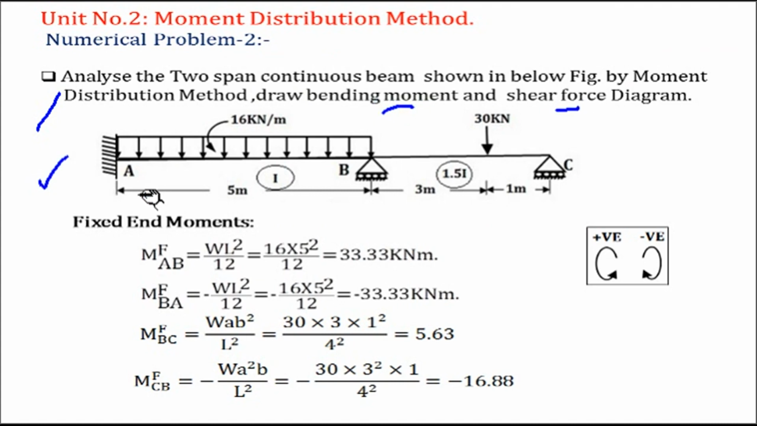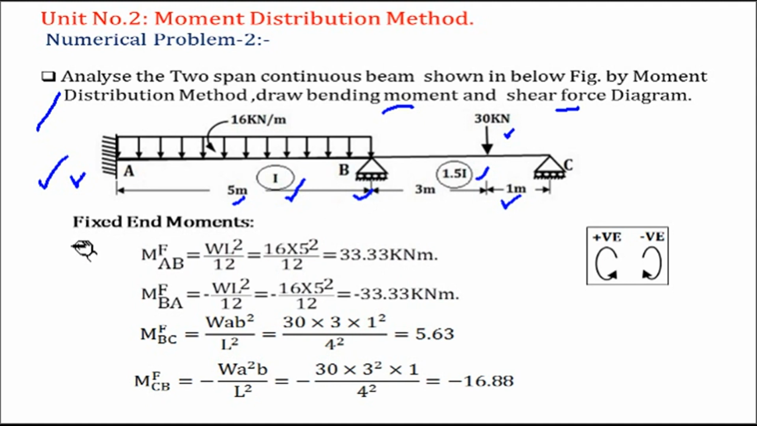In the given figure, one continuous beam is loaded with a 16 kN per meter UDL, span 5 meter, and span BC is loaded with a point load of 30 kN, 3 meter from B and 1 meter from C. Moment of inertia of span BC is 1.5 I and moment of inertia of span AB is I. At A there is a fixed support, and at B and C roller supports are provided.